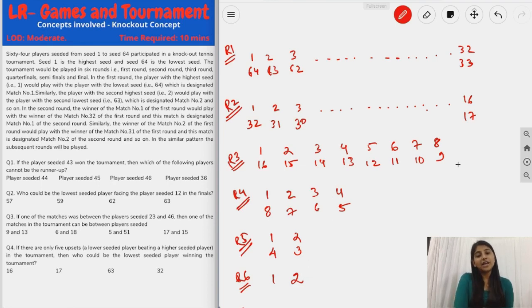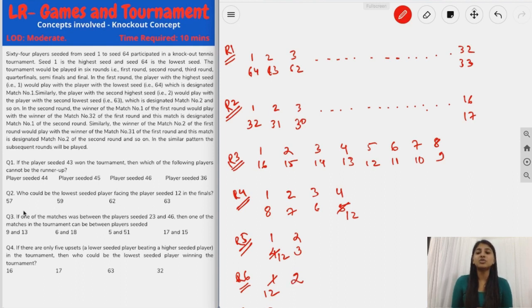Alright, if 12 has reached the final, how can 12 reach the final? By defeating 5 over here, taking 5's place, and then it can take 4's place, and then it can take 1's place. So that is the way for 12 to come to the finals. And in the finals, who could be the lowest seeded player that 12 could be facing? That is the question. Lowest seeded.